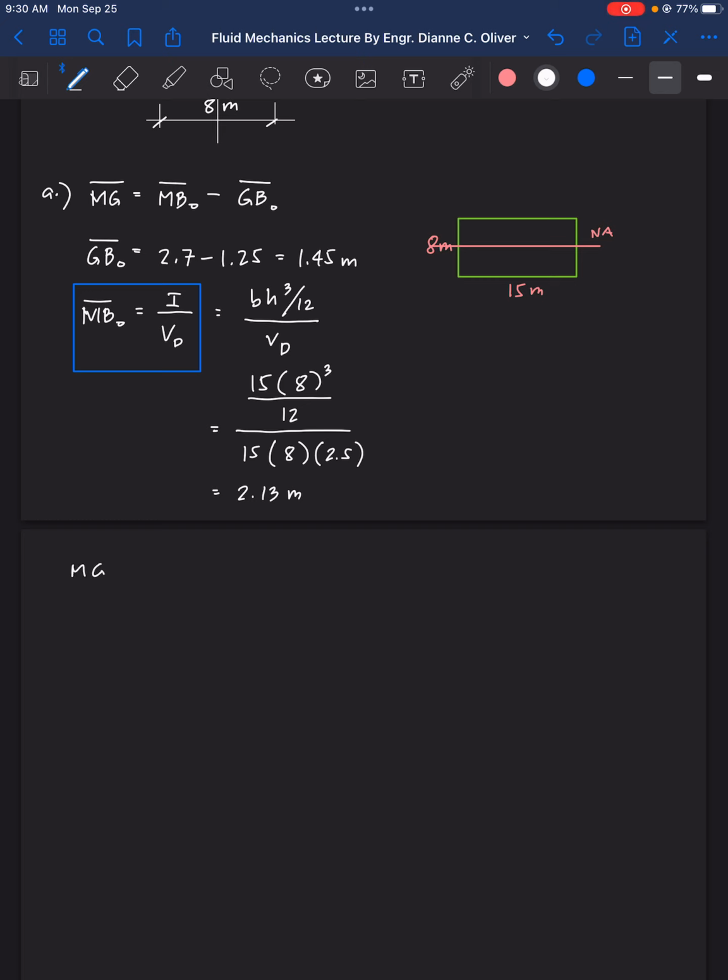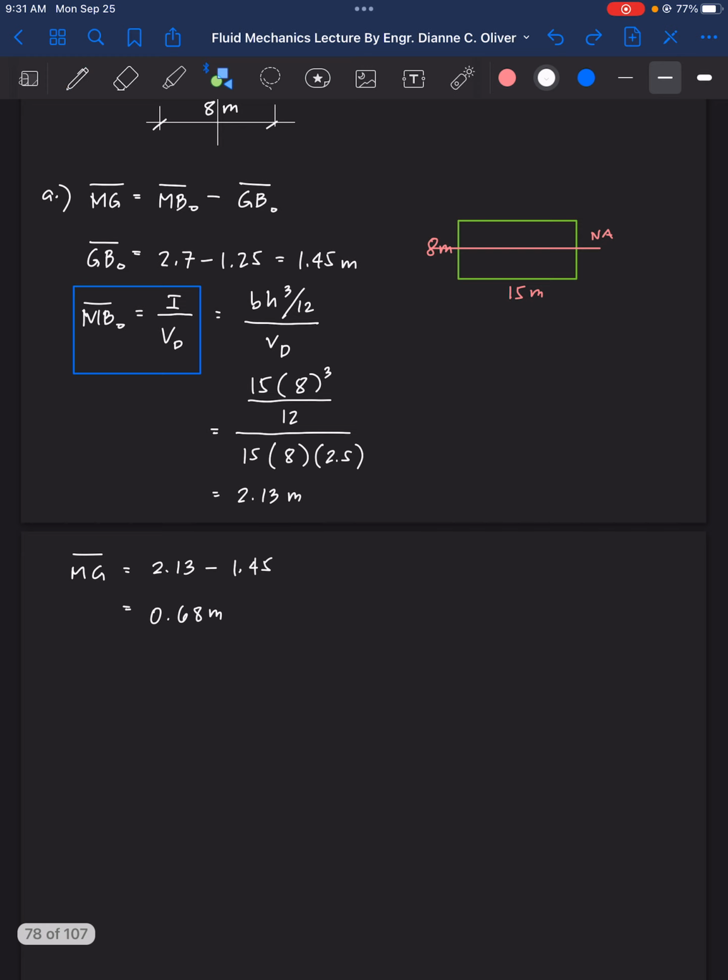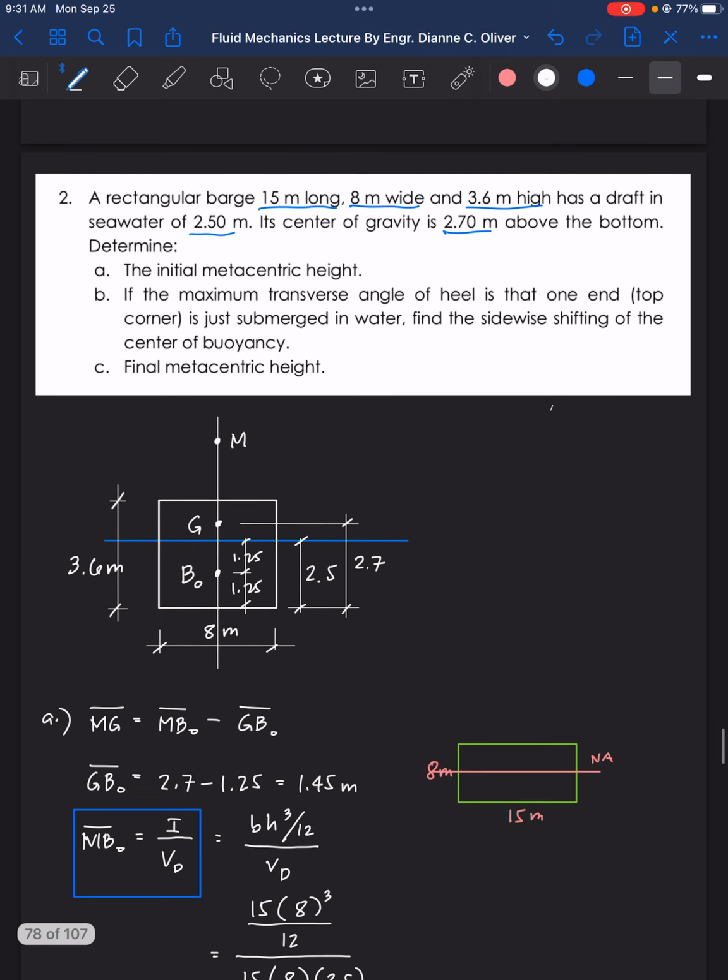Therefore, we can now have our MG as equal to 2.13 for the MBO minus the GBO. So this is now our MG. Our GBO is 1.45. Therefore, MG is equal to 0.68 meter. So that is the answer for the initial metacentric height.